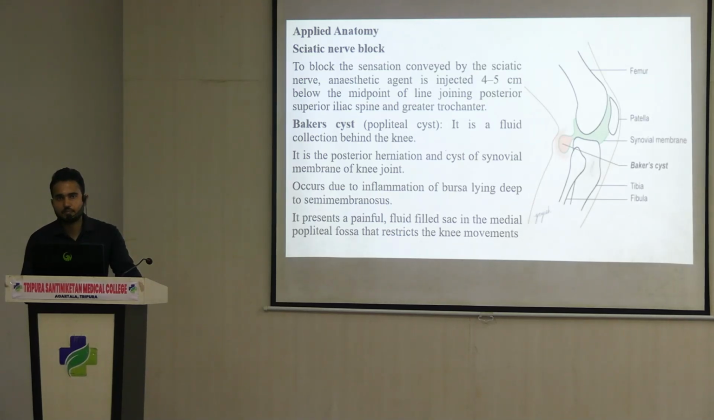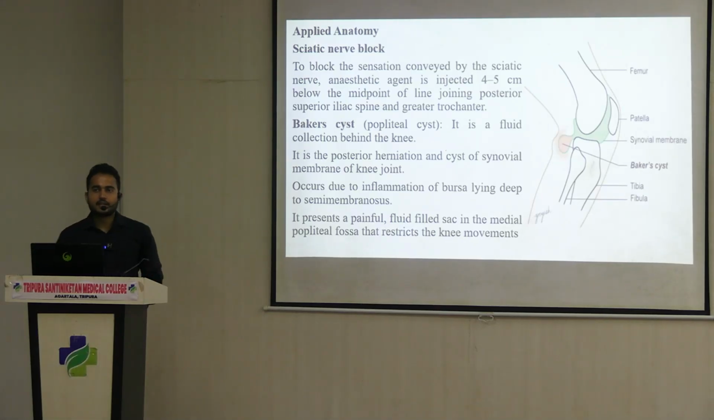So how is the sciatic nerve block done? To block the sensation conveyed by the sciatic nerve, anesthetic agents are injected. Where is it injected? 4 to 5 centimeter below the midpoint of the line joining the posterior superior iliac spine and the greater trochanter. The line between the posterior superior iliac spine and the greater trochanter, from where it intersects, approximately 4 to 5 centimeter below. What you have to do is inject the anesthetic agent in order to block the sensation from the sciatic nerve. That is called sciatic nerve block.